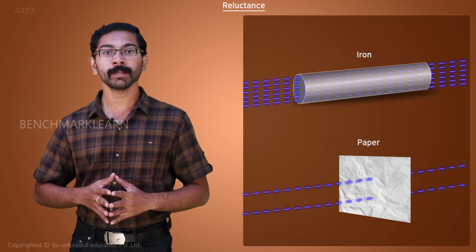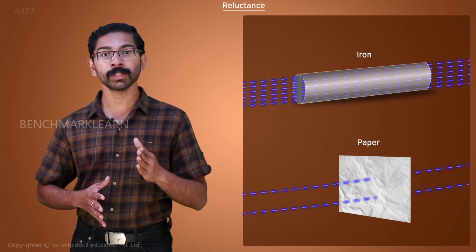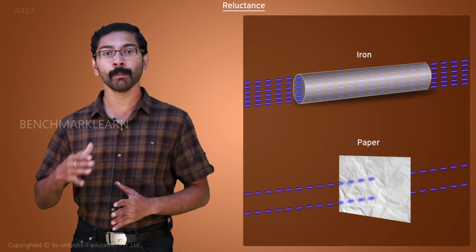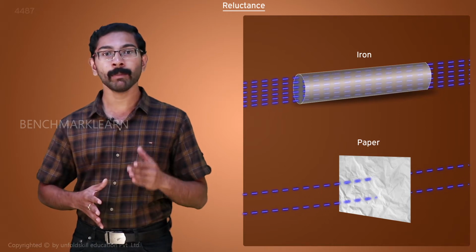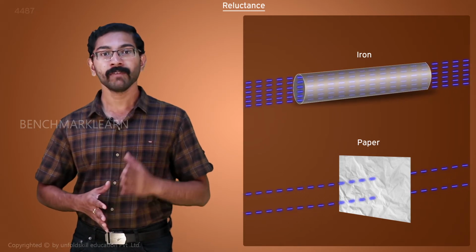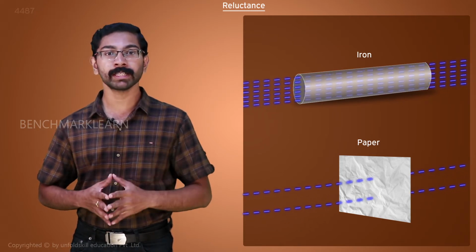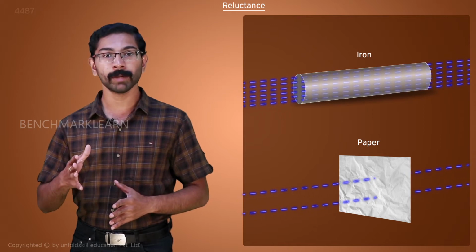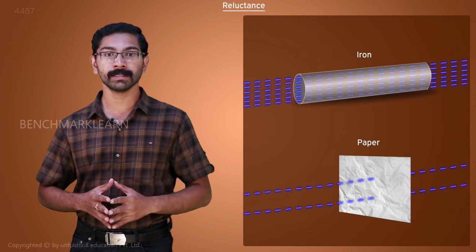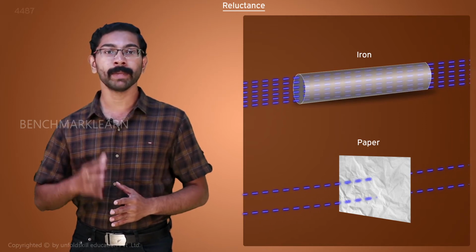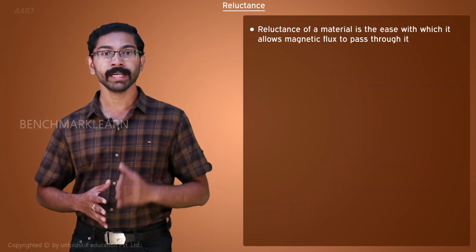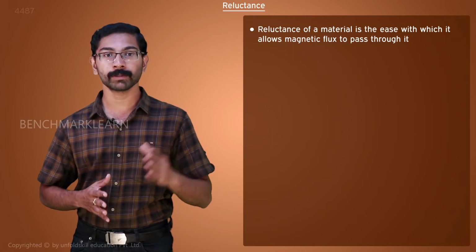But in non-magnetic materials, the magnetic flux will pass through them with much difficulty. That means we need to supply more MMF to get the same amount of magnetic flux as in the case of a magnetic material. We can say that some materials are more reluctant to the flow of magnetic flux through them than others. So, we define a new term called reluctance to represent this behavior of materials. Reluctance of a material is the ease with which it will allow magnetic flux to pass through it.